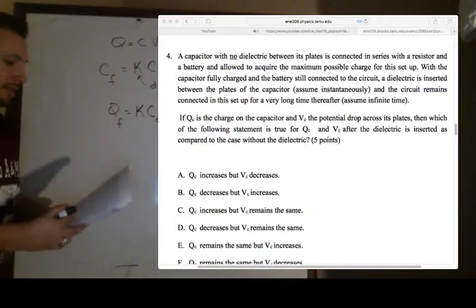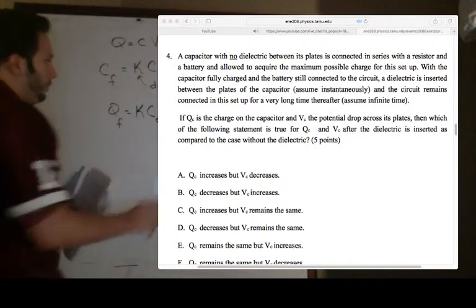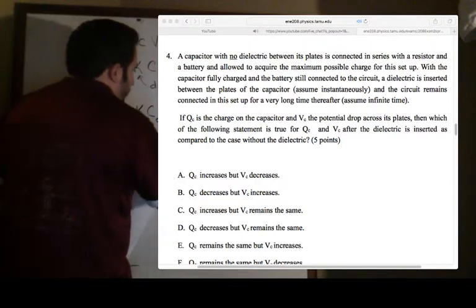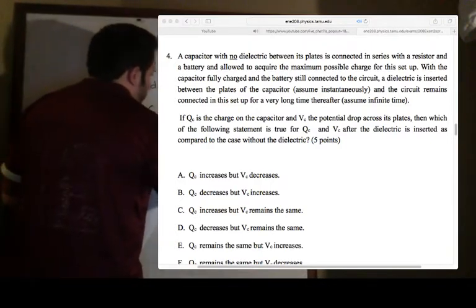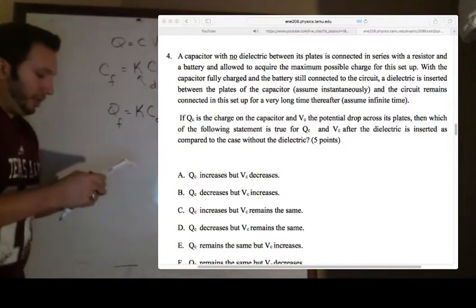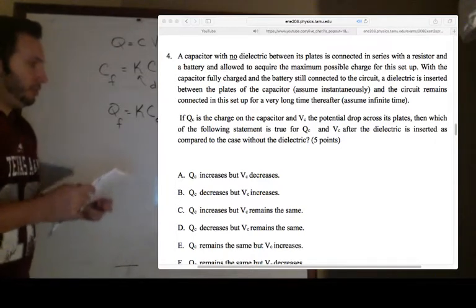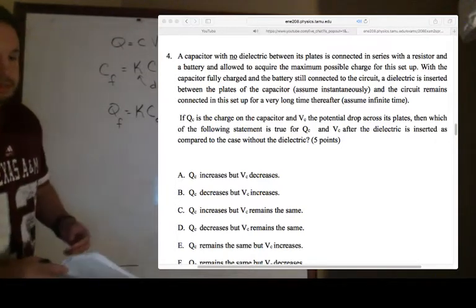It says that it's going to be connected there for a very long time, assume infinite time. Your voltage will have no change. That's it. So that would be answer choice C. Your QC increases, but your VC is going to remain the same.